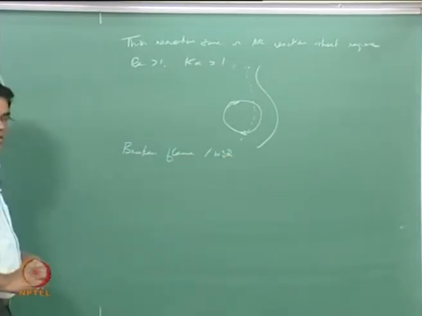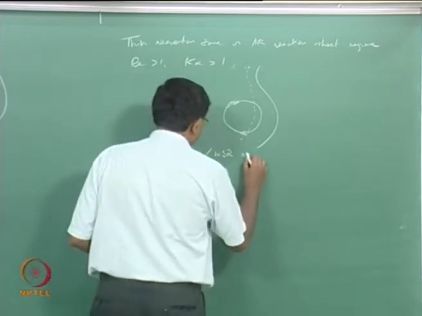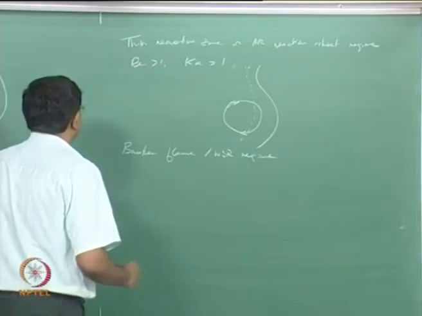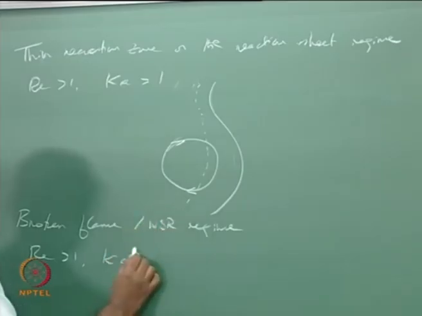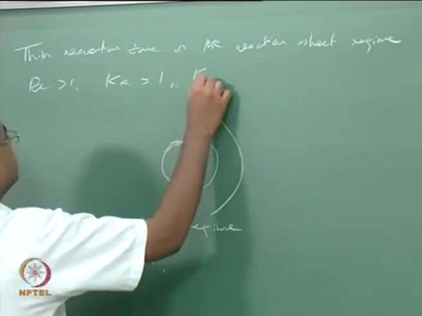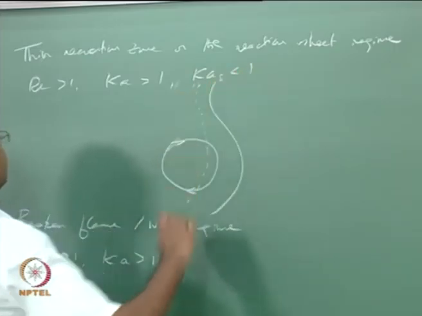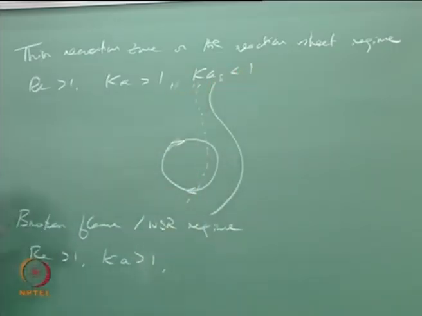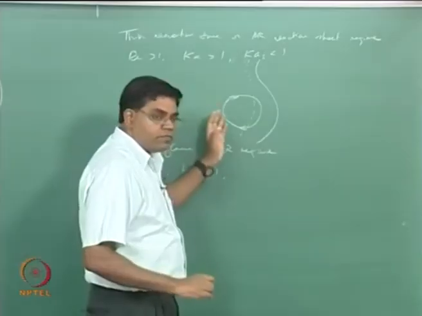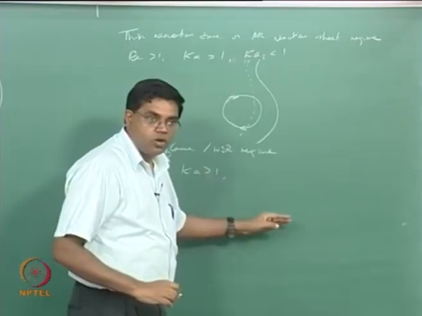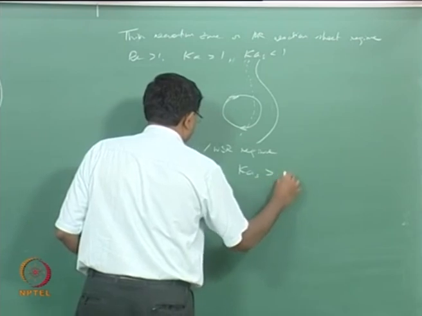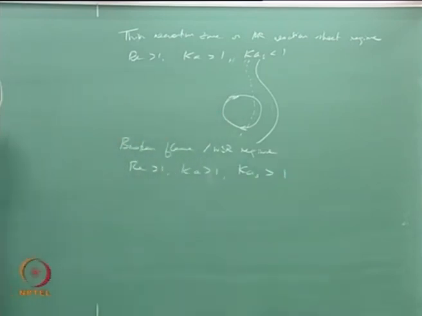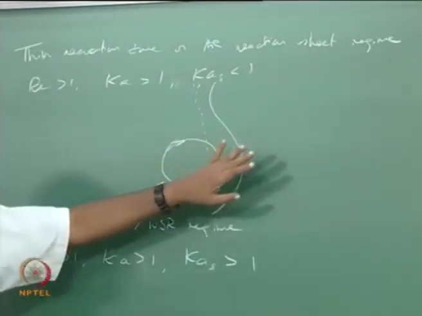The well stirred reactor, the WSR regime, here of course the Reynolds number is greater than 1, of course the Karlovitz is greater than 1. We got to go back and point out that we still have Karlovitz delta less than 1 there for the previous case. That means the eddy sizes are still not small enough to breach into the reaction zone, but that's no longer the case here. So here we have Karlovitz delta is also greater than 1, right.